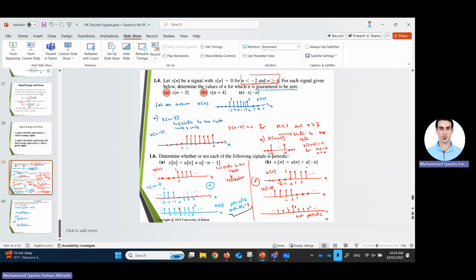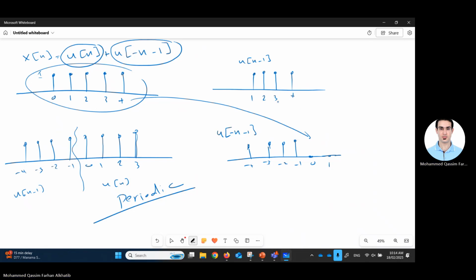Now u of n plus u of negative n. Similar to this one, but I'm not doing the shifting. So basically, at 0, I will have a pulse. So the result of the output, I will have 2 here when we do the addition. There's overlap at n equals 0. And in this case, the sequence is not periodic anymore. Clear?